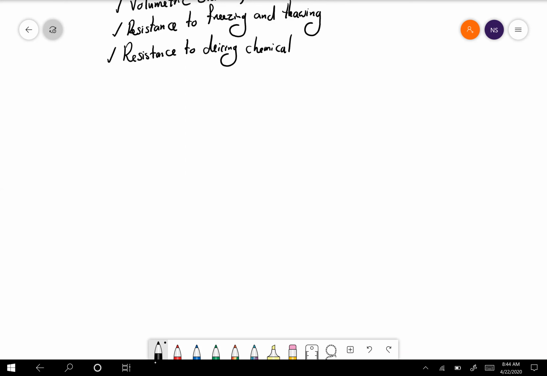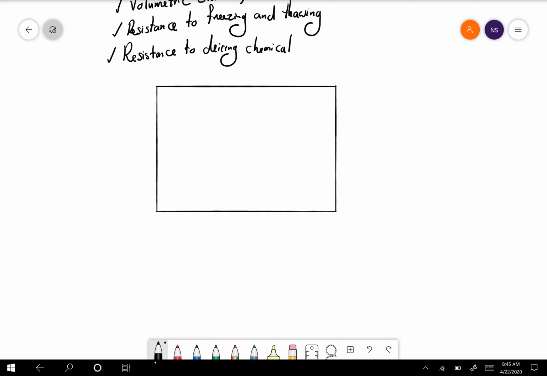There's a graph that shows different levels of curing and at different ages. So I'm going to insert this and post it in the notes. So this is the compressive strengths of PCC at different ages and curing level.